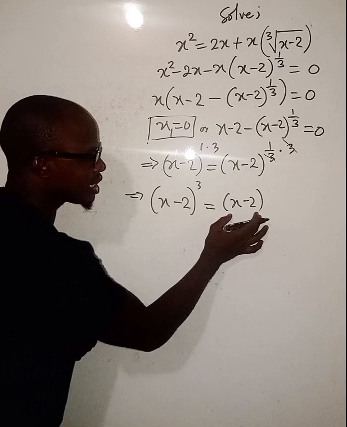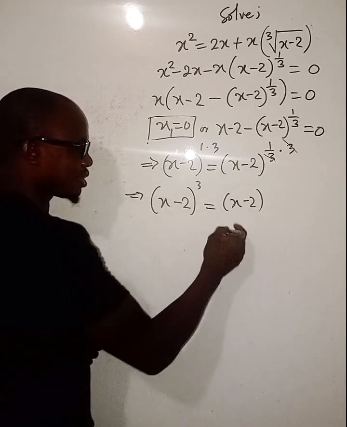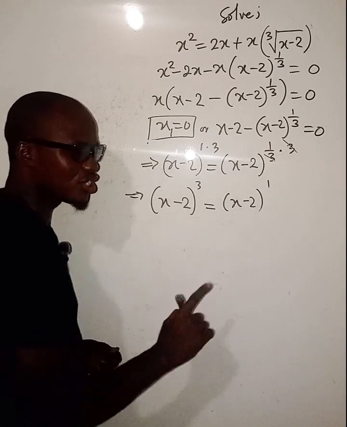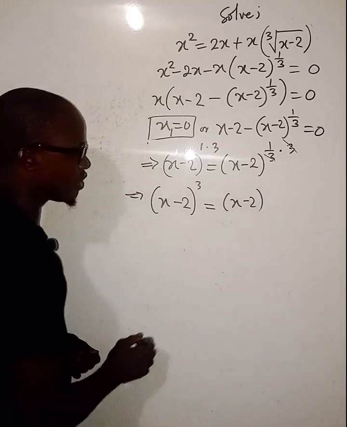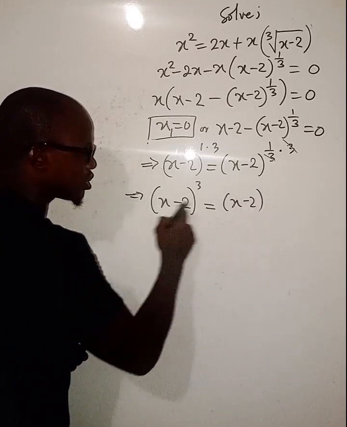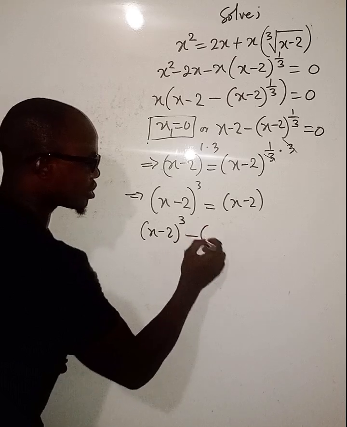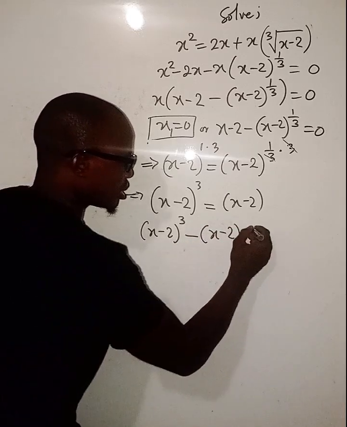Now, because this and this are the same, don't make the mistake of saying we cancel them. If you do that, you will miss a solution. So we take this one to this side. We have x minus 2 to the power of 3 minus x minus 2, then equals 0.